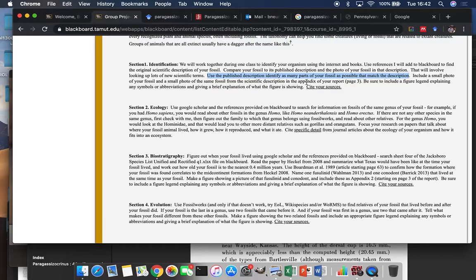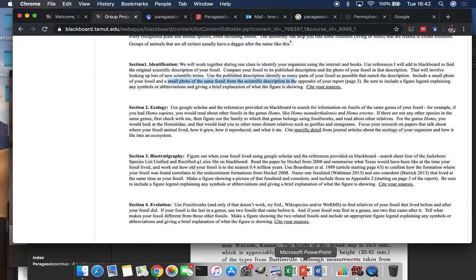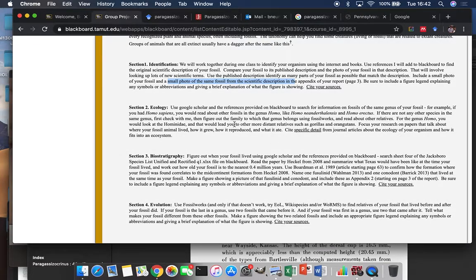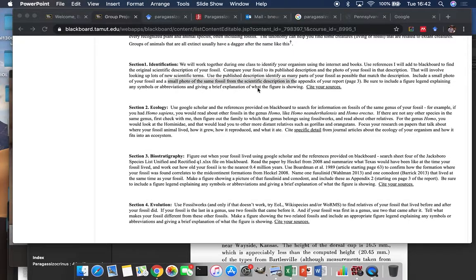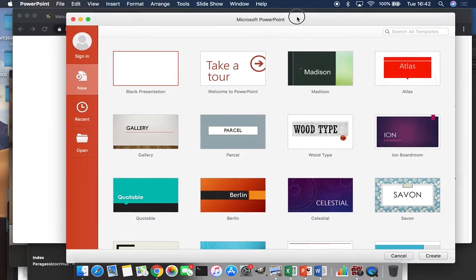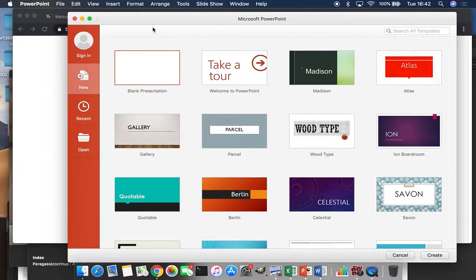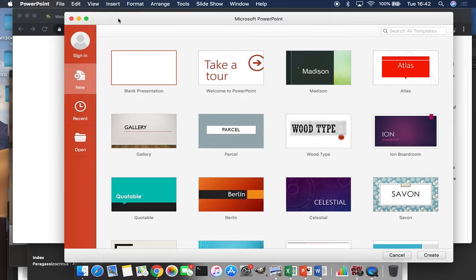And then you're going to include a small photo of your fossil and a small photo of the same fossil from the scientific description. So let's do that. So we're going to get something like PowerPoint, or you can do this in one of the online things. Slides is the equivalent of PowerPoint that's part of, what do they call that Google thing? It's the free thing like Google Docs. Basically, Slides is another part of that. Or you can use that Microsoft 365 and you can access PowerPoint online. That works just as well.